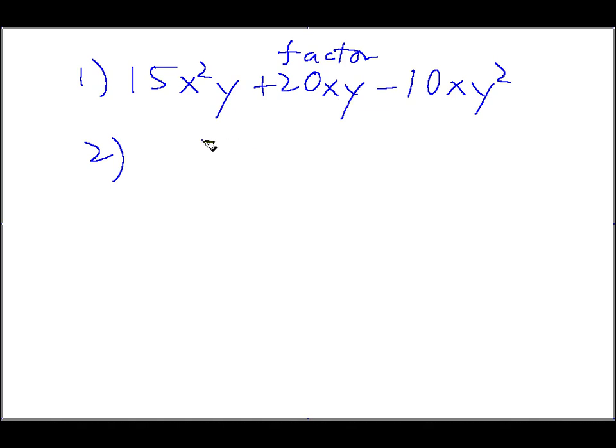Number 2, let's try this one here. Let's look at x cubed plus 4x squared plus 3x plus 12. So 4 terms, factored by grouping here. Make sure we see that.